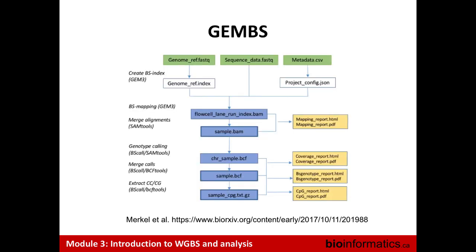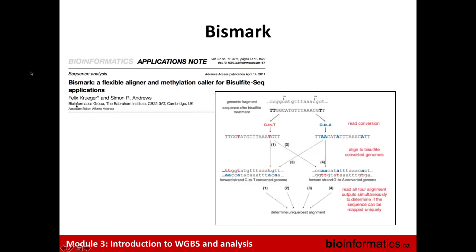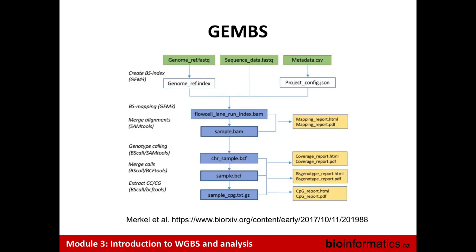So GemBS, which is another, more recent tool that we're currently testing, is also a tree-based aligner. And the big thing with this tool is, if you think about all of the steps here, there are a lot of intermediate files, and it's actually quite a slow process. So even though it's more or less doing the same thing as Bismark, GemBS does that more efficiently for the most part. So at least that's what they claim in their paper.